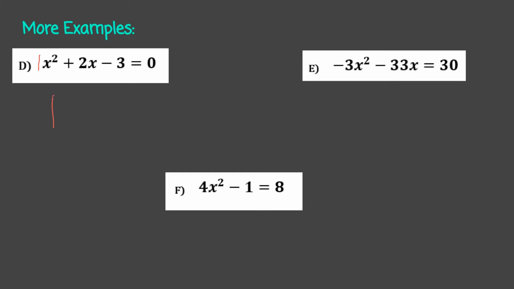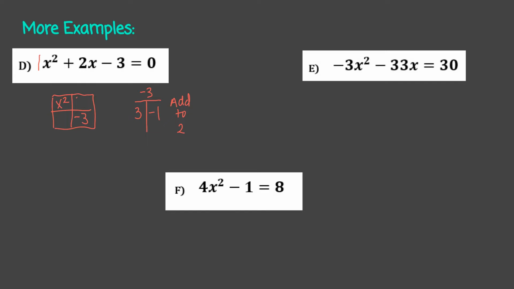So if I make my box, in the first box I'm going to have x squared. In the last box, I'm going to have -3. So if I multiply my a times my c, that's just going to give me -3. And I'm looking for factors of that add up to 2. So that would be 3 times a -1.